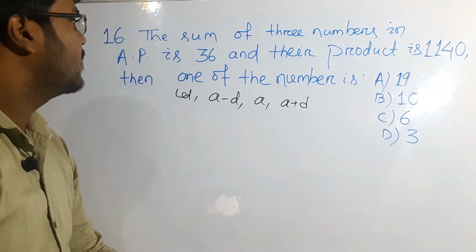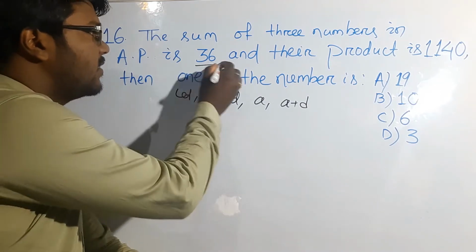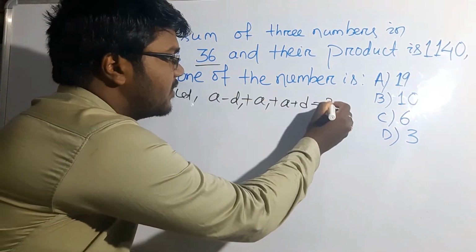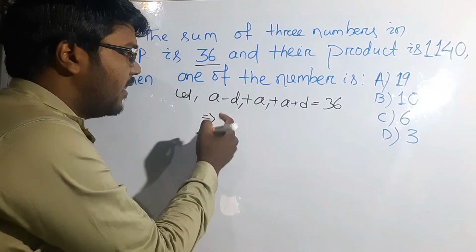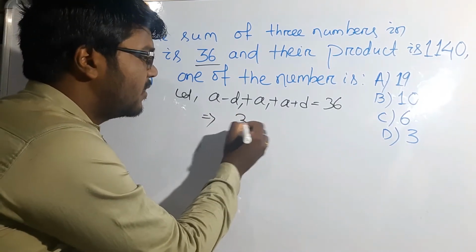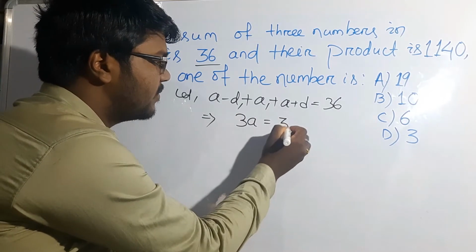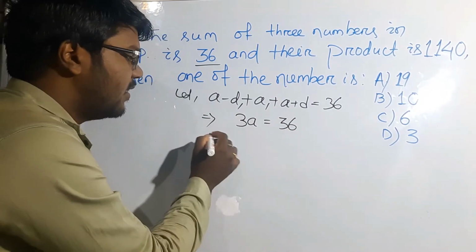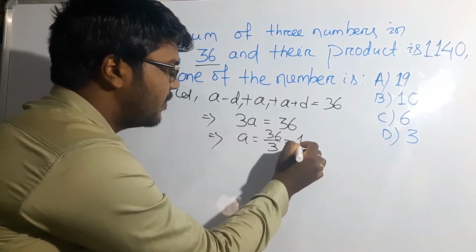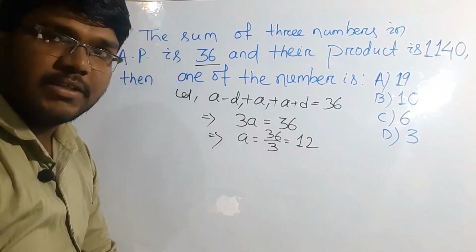Here it is given their sum is 36. So when we add the three terms, it will give 36. So here minus D and plus D will be cancelled and it will become 3A. 3A is equal to 36. Then A will become 36 divided by 3. It will become 12. So A is 12.